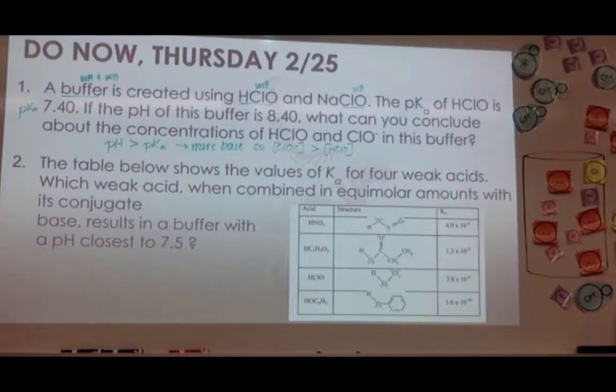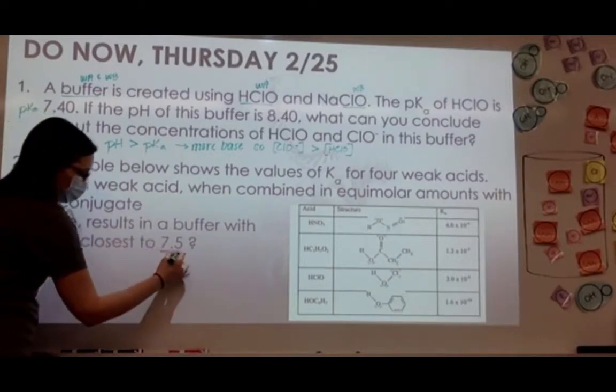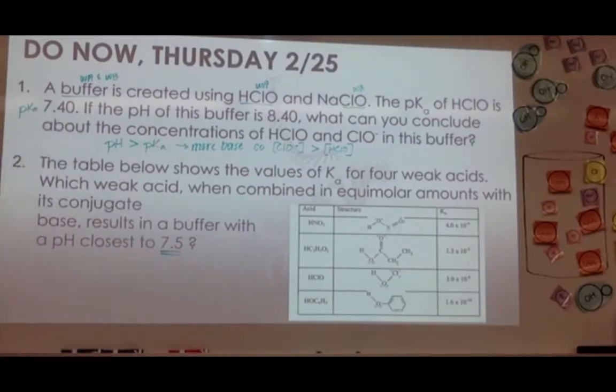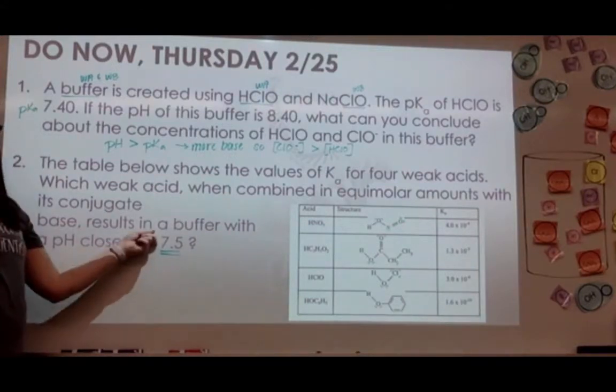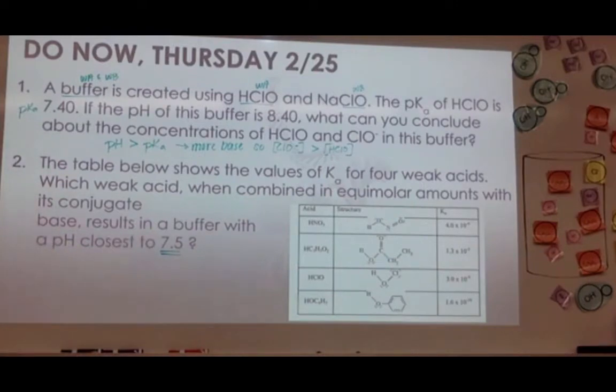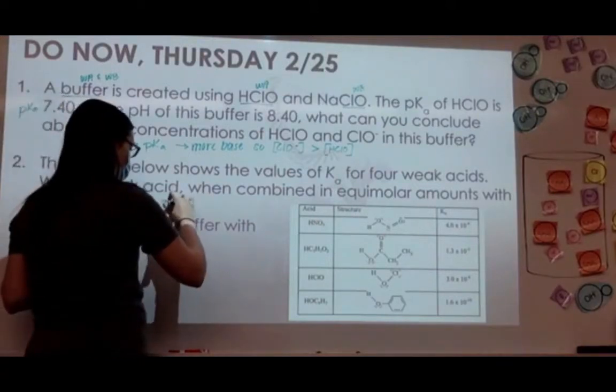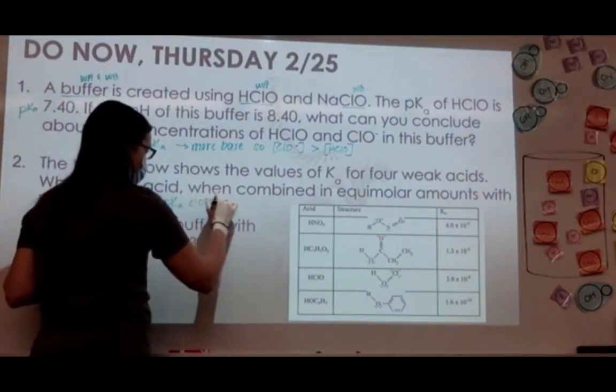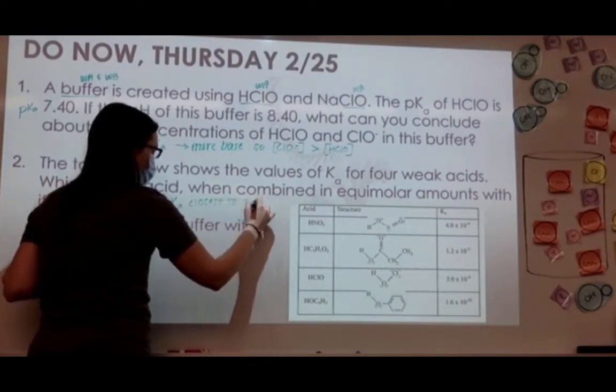In number two, the table below shows the Ka values for 4 weak acids. Which weak acid, when combined in equimolar amounts, so that means equal moles, with its conjugate base, results in a buffer with a pH closest to 7.5? So remember when we make a buffer, the pH that we want to get to, we want an acid that has a pKa as close to that as possible. So we're looking for pKa closest to 7.5.